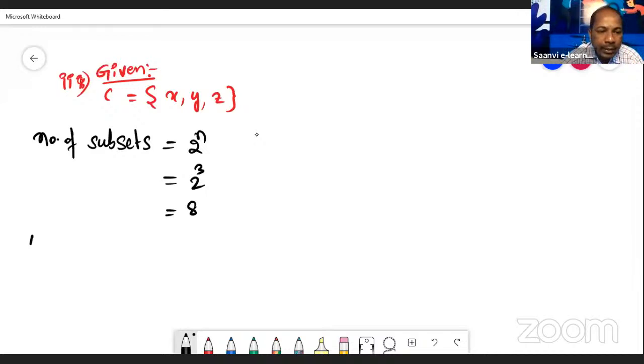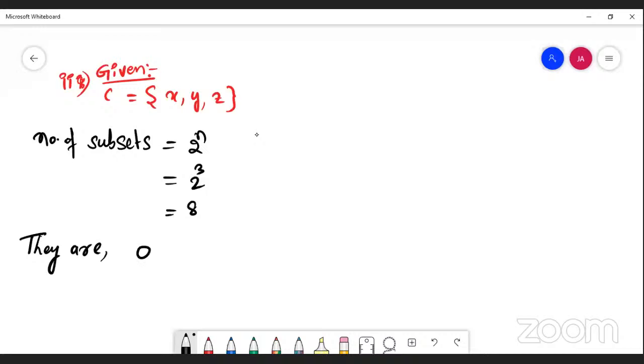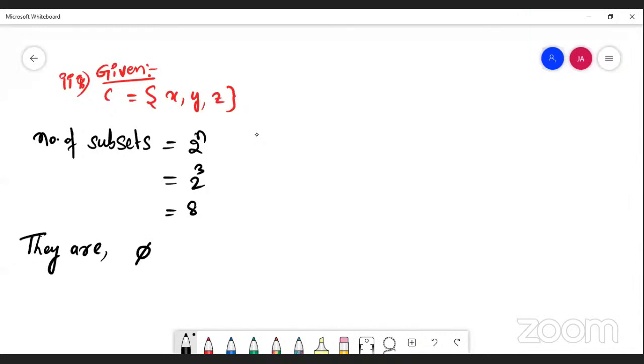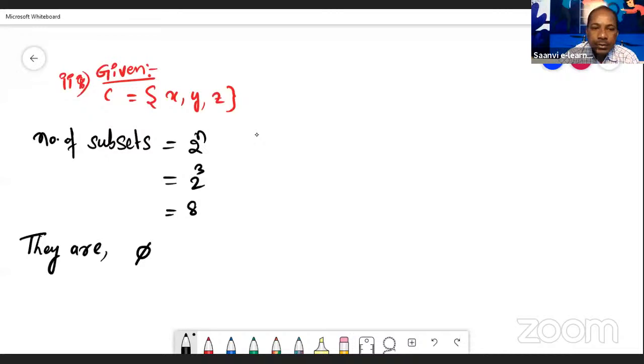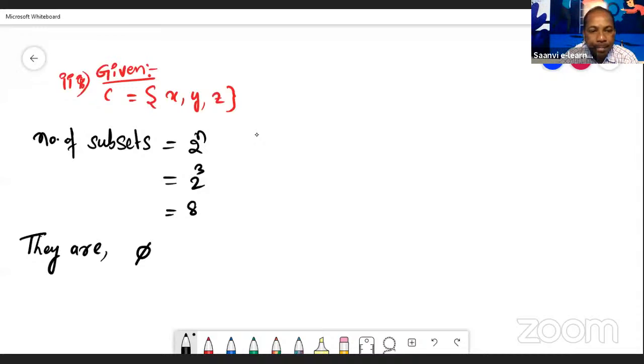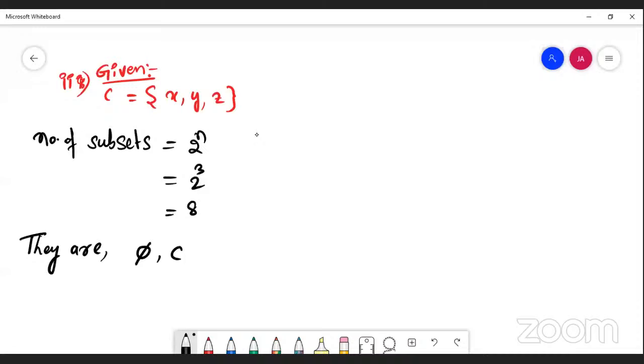Okay. So let us see what are they. So we all know that empty set is subset to every set. While discussing empty set, subset, we have discussed everything. Okay. So empty set is subset to itself. Empty set is subset to every set. Empty set is denoted by the symbol phi. Okay. And every set is subset to itself. Okay, here the name of the set is C. So every set is subset to itself.